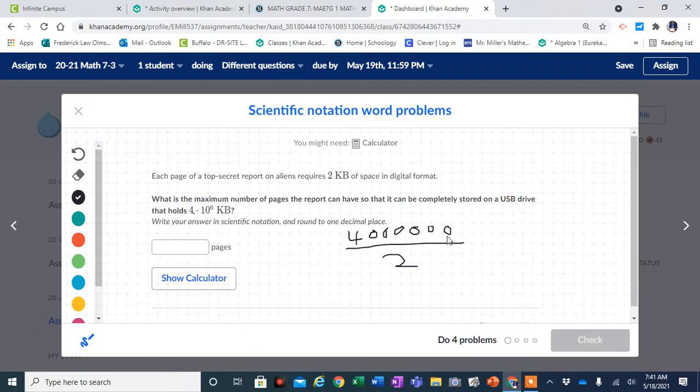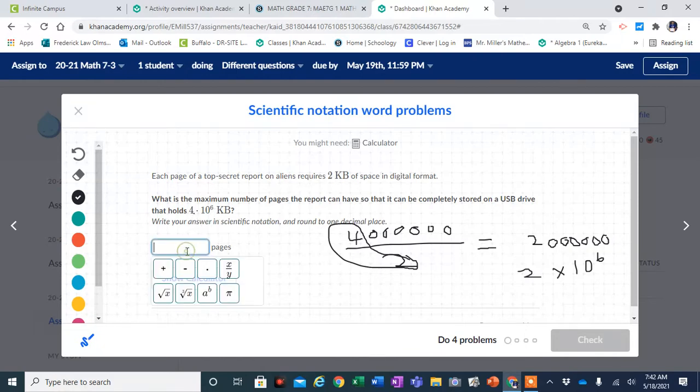So that would mean that, again, we're still going to have the 6 zeros. So 1, 2, 3, 4, 5, 6. And then we have 2, because 4 divided by 2 gives you the 2. So that would be 2 times 10 to the 6th power. Or you could have just done 4 divided by 2 and kept the 10 to the 6th.